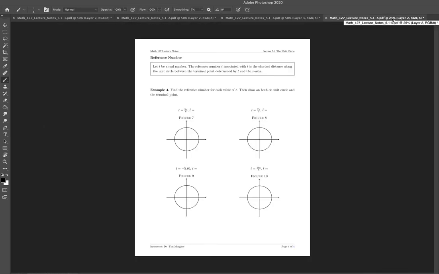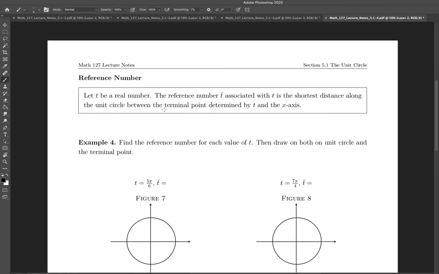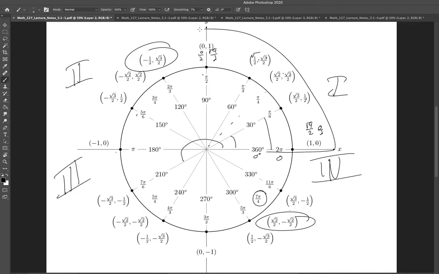All right, and so instead of going around and around and around, we're going to be using something we call reference numbers. Let t be a real number. The reference number is associated with the shortest distance along the unit circle between the terminal point and the x-axis. And so basically, if you know the reference number, you only need to memorize this part of the unit circle. Okay?